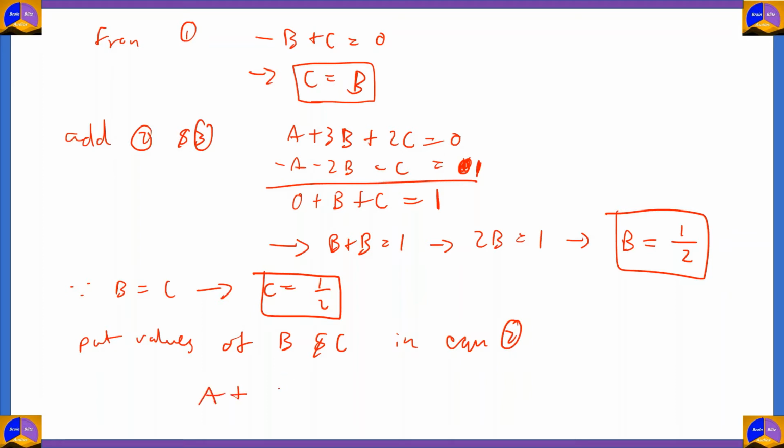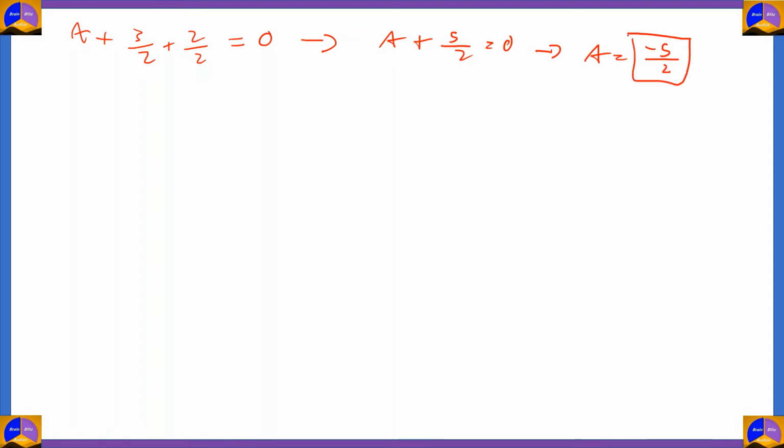So a plus 3 into half plus 2 into half is equal to 0, which would give us a plus 3 by 2 plus 2 by 2 is equal to 0. That gives us a plus 5 by 2 equals 0, which gives us a is equal to minus 5 by 2. So a is minus 5 by 2, b is 1 by 2, c is 1 by 2.